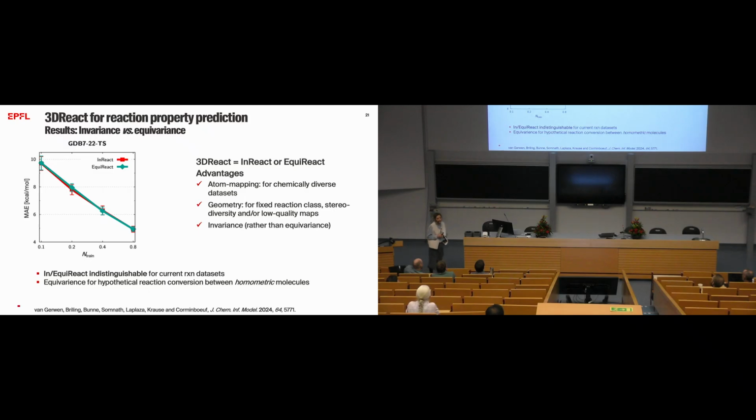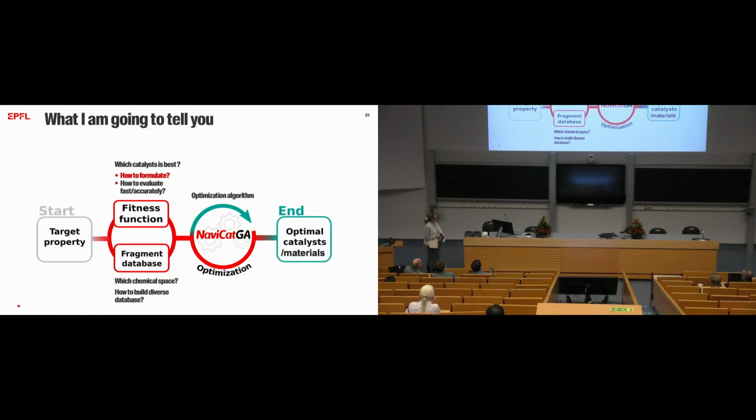One final word, because I think it's technically important: when we compare, so 3D React, I told you it has an equivariant version and an invariant version. Equivariance is known to be quite useful sometimes for molecular properties to improve the accuracy, even if the properties that are learned are not necessarily equivariant with respect to rotation or translation. But here in reaction, we saw no difference. We're still trying to find examples involving chirality where equivariance might help, but for this case, it didn't help.